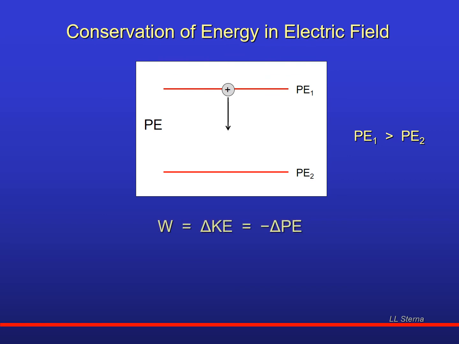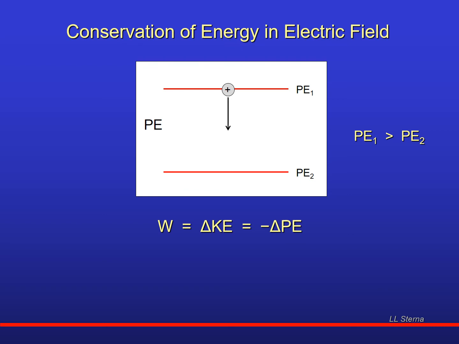Now, the change in kinetic energy, delta KE, is minus delta PE. Why the negative sign? Because the potential energy is decreasing. Delta PE is negative. The kinetic energy is increasing. So delta KE is minus delta PE. There's no friction, no energy lost. With these charges, we just have kinetic energy and potential energy.